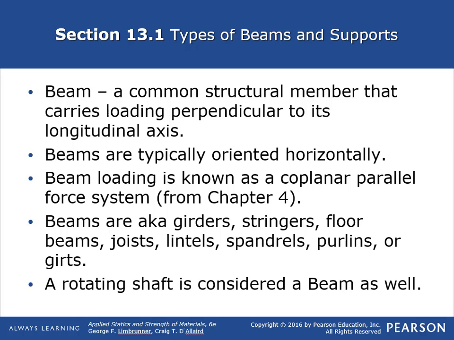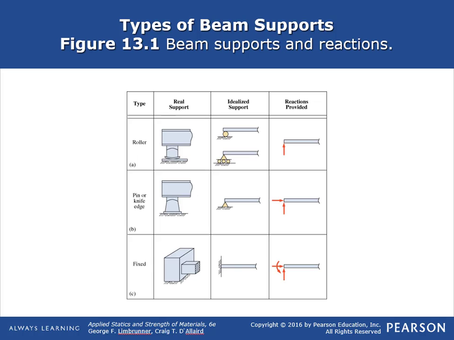A beam loading is known as a coplanar parallel force system. We talked about these force systems in Chapter 4. Beams are also known as girders, stringers, floor beams, joists, lintels, spandrels, purlins, or girts. A rotating shaft can also be considered a beam as well, so think about that when you're going to take your machine design class.